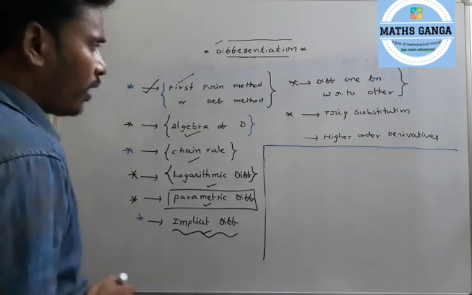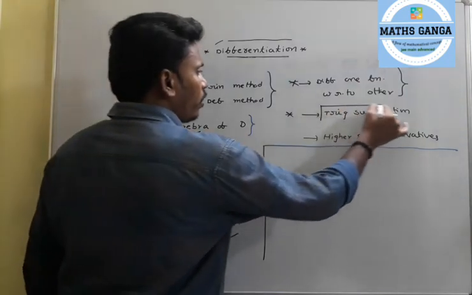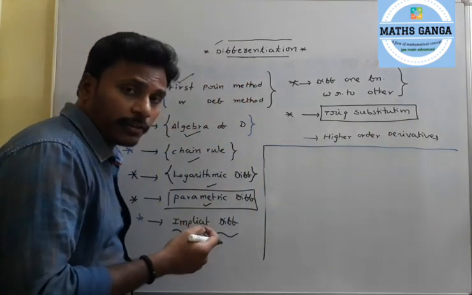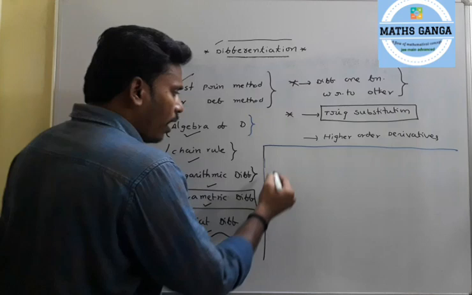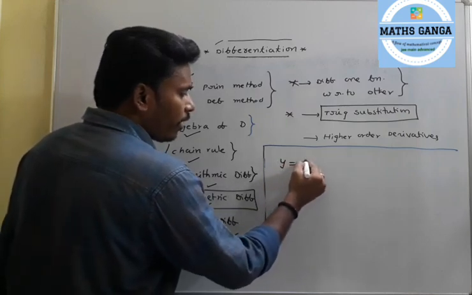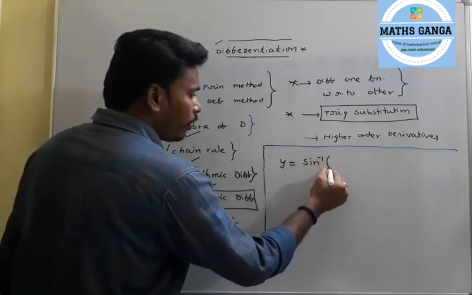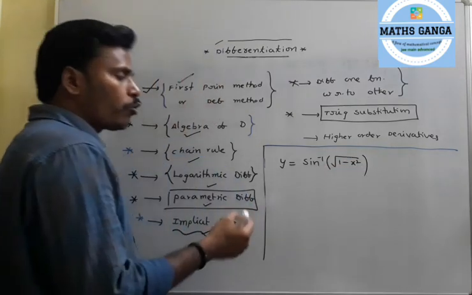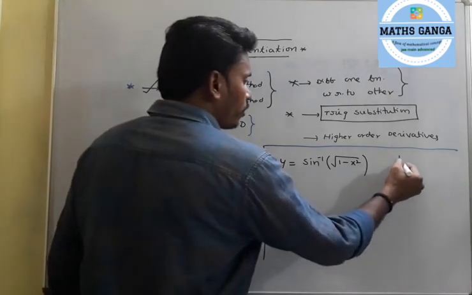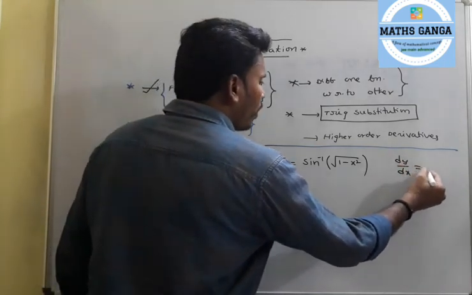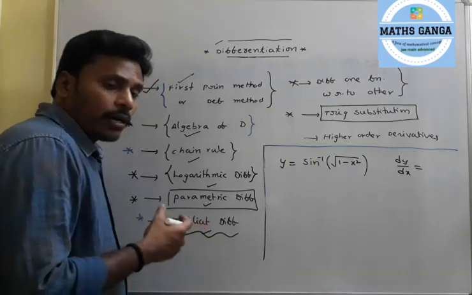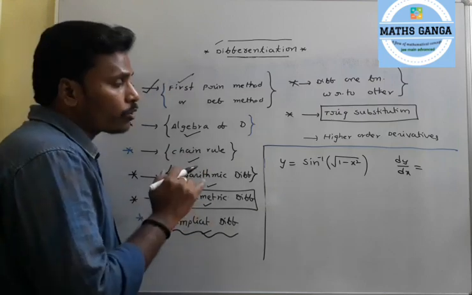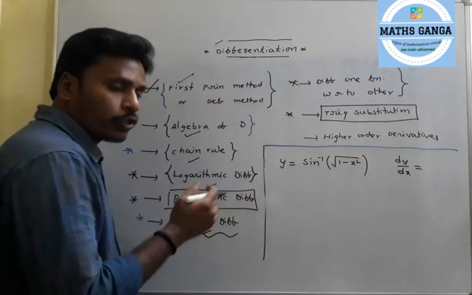Okay, see, the next thing is trigonometric substitution. To find dy/dx for some functions, it is easy to answer just by taking a suitable trigonometric substitution. I will give you a simple problem. Say y = sin⁻¹(√(1 − x²)). If you wish to find dy/dx for this function, there are many ways to answer this, but I am just giving you the example related to trigonometric substitution. y = sin⁻¹(√(1 − x²)), so then we need to find dy/dx.